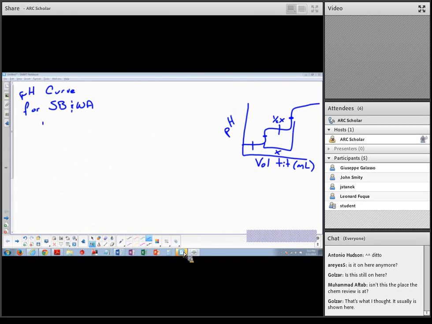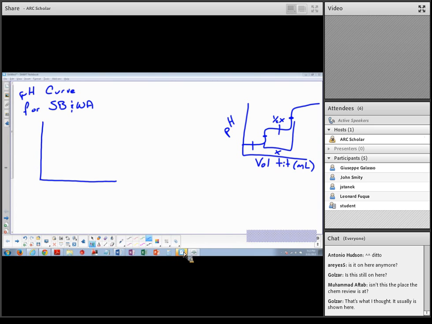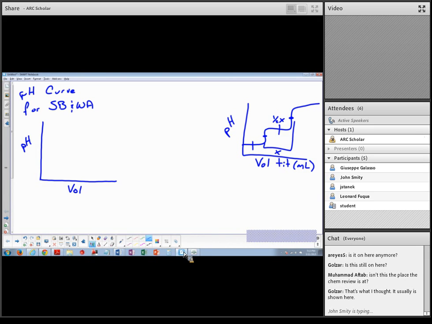So I got no takers. No one thinks they could draw the curve for a weak acid being titrated with a strong base? Here we go. That would be for a diprotic acid. Okay. Well, if we're starting with a weak acid, where's my pH going to be? It's going to be between 0 and 7, probably low, like 2 or 4. Yeah, we're going to start down here.